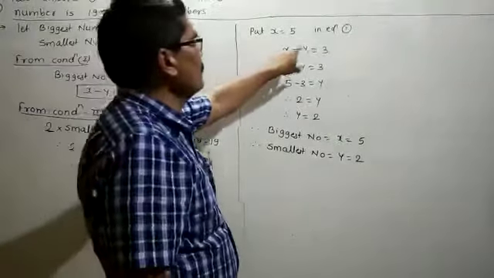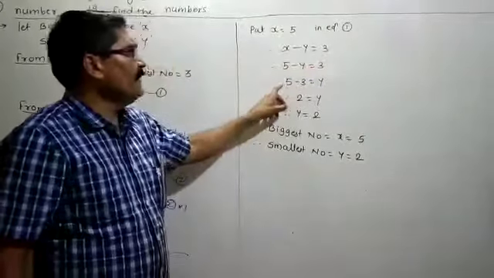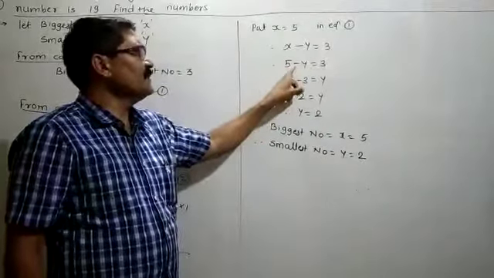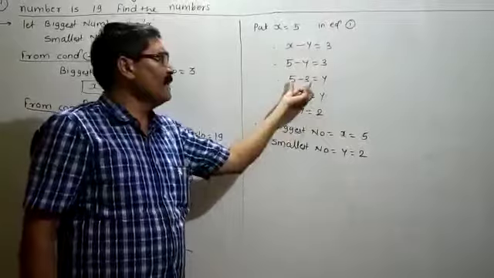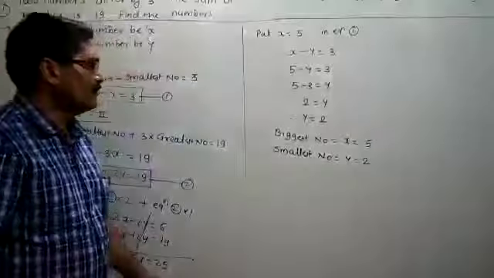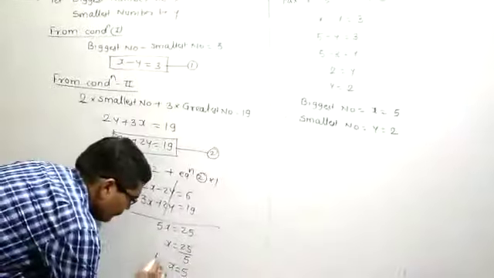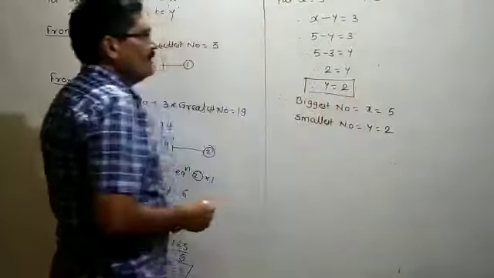Equation 1 is x minus y is equal to 3. 5 minus y is equal to 3. You have to transpose this 3 to this side and minus y to that side. Then 5 minus 3 is equal to y. 5 minus 3 is equal to 2, and y is equal to 2. So this is the value of x, x is equal to 5, and this is the value of y, y is equal to 2.